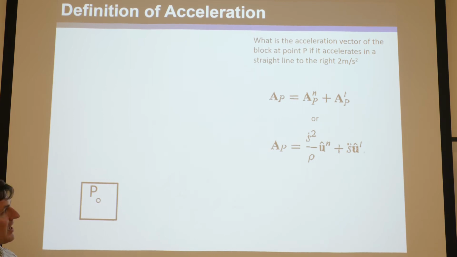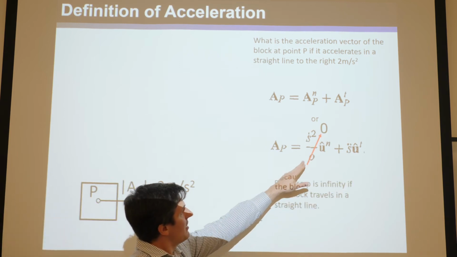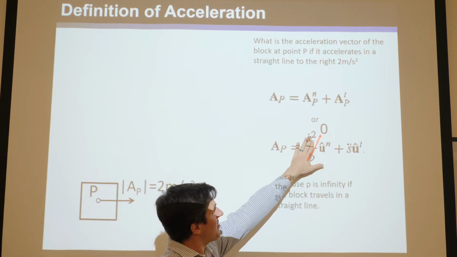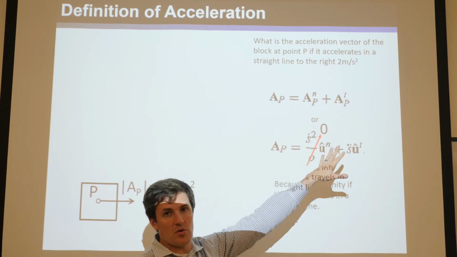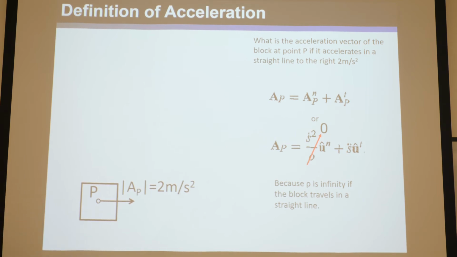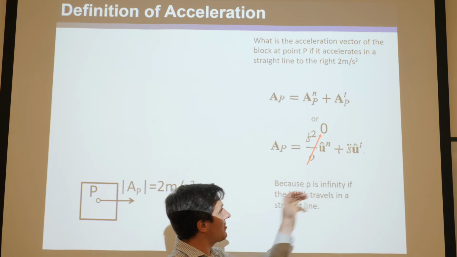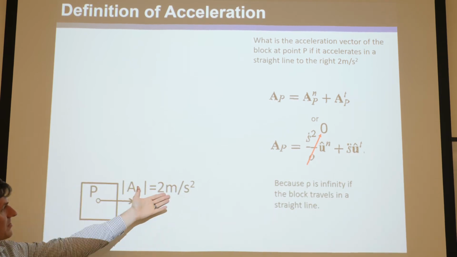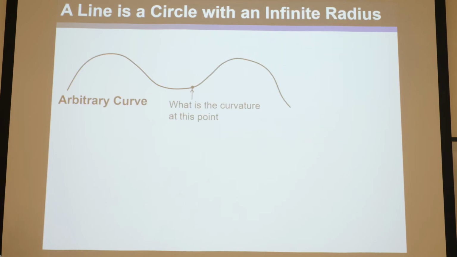If you have an infinite radius, then this cancels out, because something divided by infinity is always 0. There's no centripetal acceleration, of course, because it's going in a straight line. And the acceleration we were given is 2 meters per second squared, in that direction. So the answer is 2 meters per second squared in that direction. So it's kind of trivial.